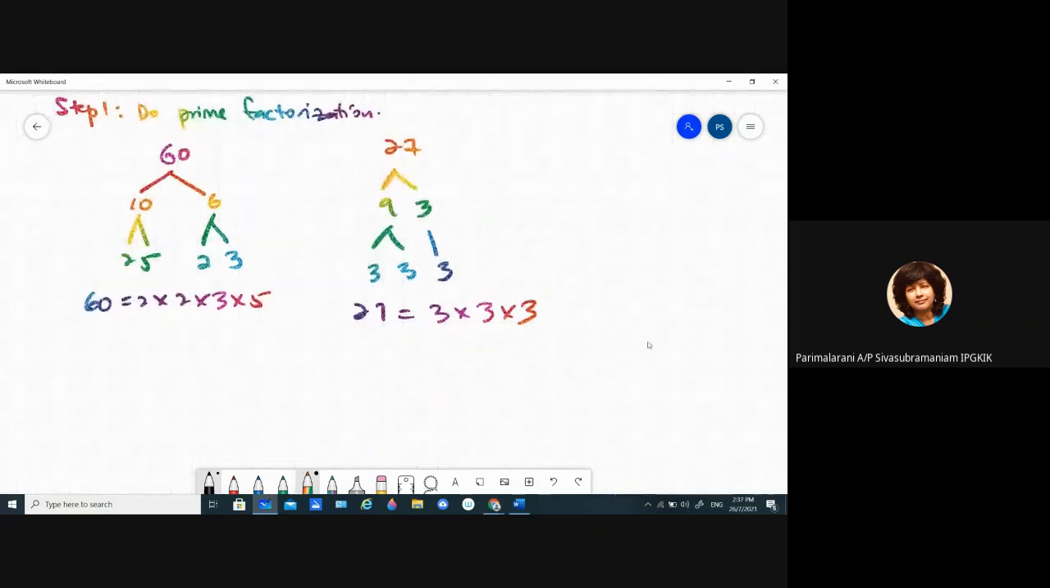Now let's see which are the common prime factors here. We have a 3 here and a 3 here, so we have one set of 3. There are no other common factors. So step 2, we're going to draw the Venn diagram.